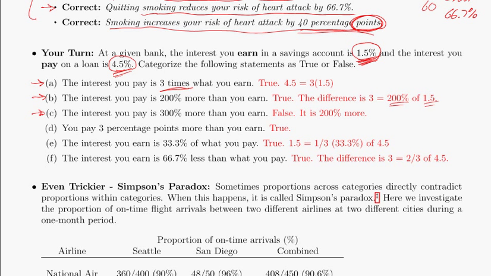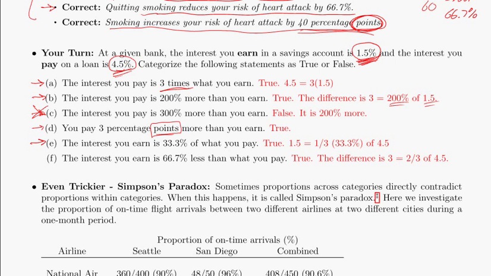You could also put it like this. You pay 3 percentage points more than you earn? Sure. And it's true because of the percentage points, right? Your interest rate went up by 3 percentage points. So that's true. And by the way, this demonstrates how many different ways there are to make a true statement, because all of these are true except for this one.